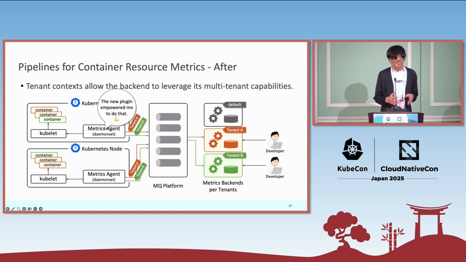And to address this problem, we implemented an extension to the agent that enables it to identify the tenant. With this enhancement, we can keep the tenant context and leverage the backend's multi-tenancy features to distribute the load to each tenant.